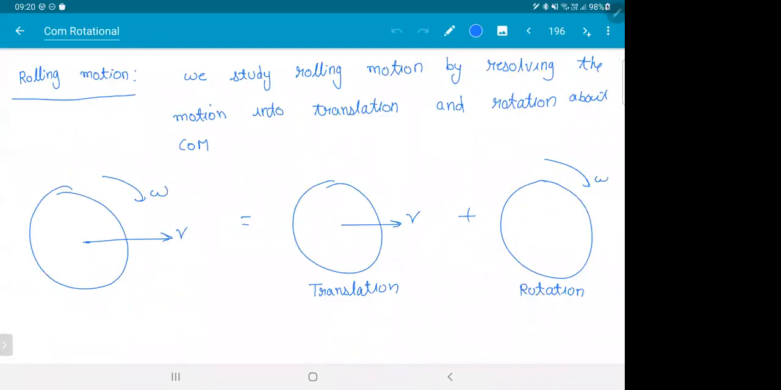So this was the last question that we did. Everyone keep your cams on. So this was the last thing I was telling, rolling motion. So in a rolling motion, what we do is split the motion into translation and rotation about the center of mass. What do you mean by that exactly?